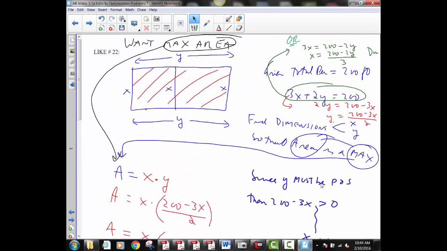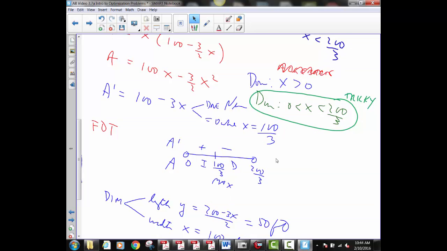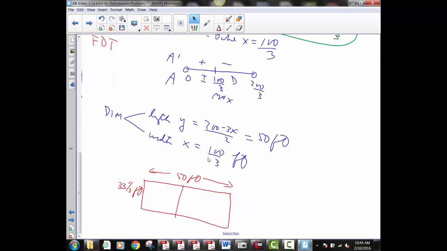I mean, think about it. You can't say x can be anything. So you have 200 feet of fencing, but x is 4,000. Well, that doesn't make any sense. Okay, so it's really a number array. Here's your function, of course. Here's your derivative. You find out it happens when x is 100 over 3 feet and when y is 50 feet.